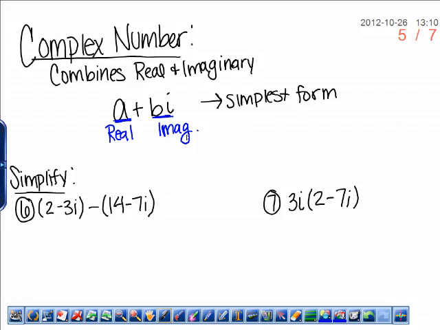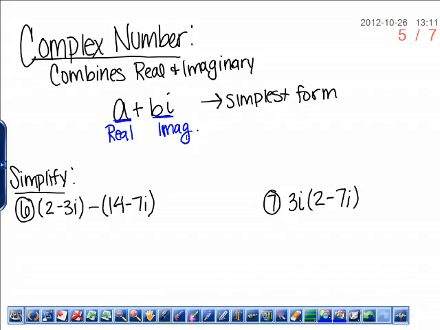All right, so when we are combining complex numbers, we've got to make sure we're only combining the real parts with the real parts and the imaginary parts with the imaginary parts. Okay? So look at 6. 2 minus 3i minus 14 minus 7i.